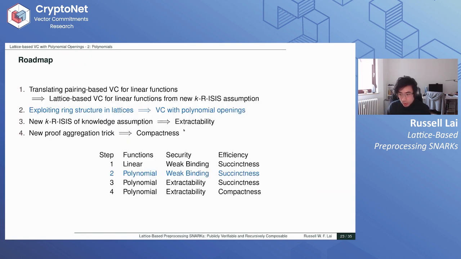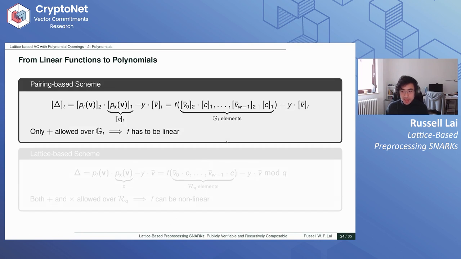Okay, so now that we have obtained a lattice-based VC for linear functions, let us see how we can upgrade it to support openings to polynomials. This step is actually very easy, and it's based on the following observation.